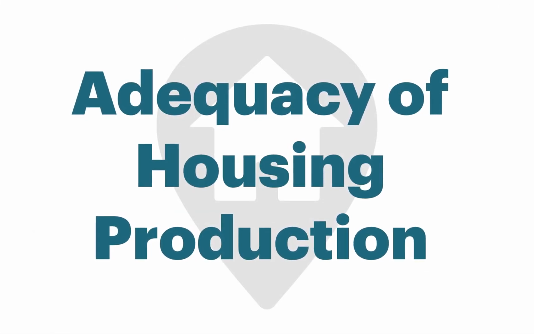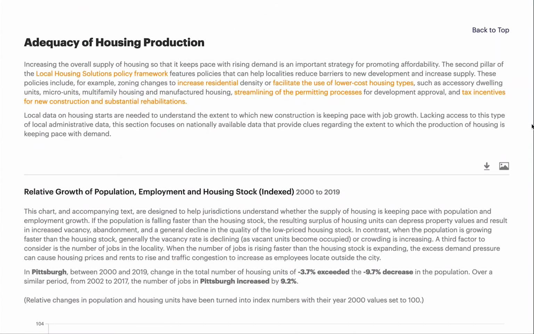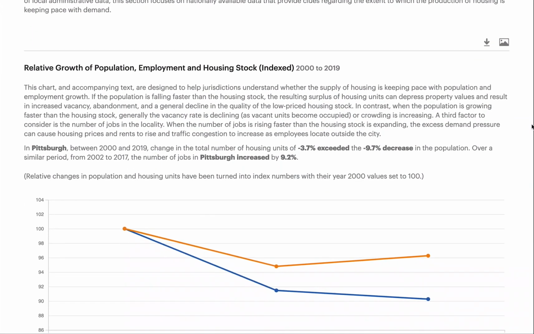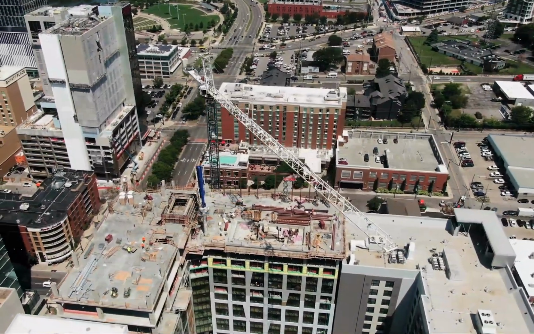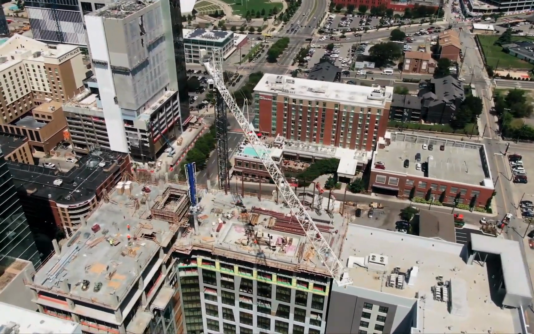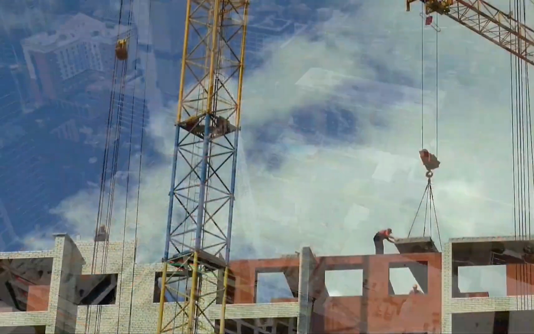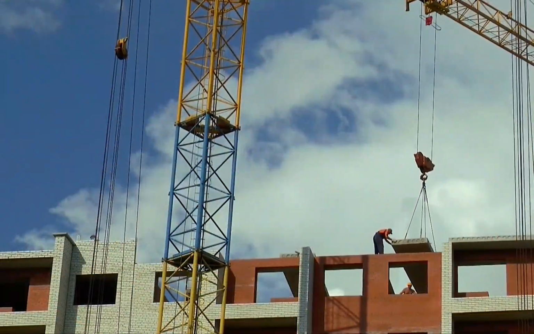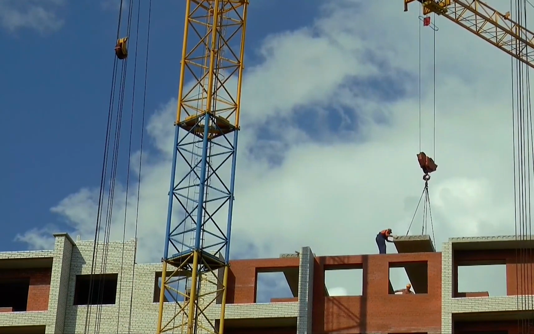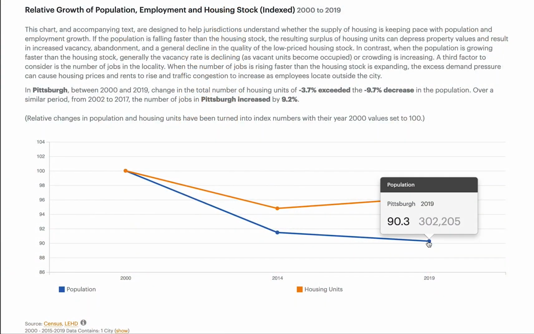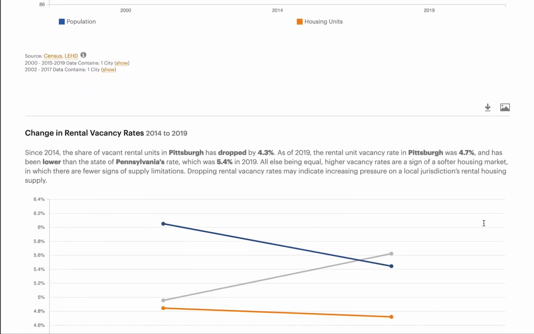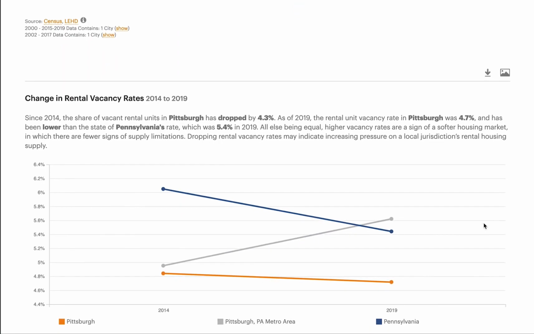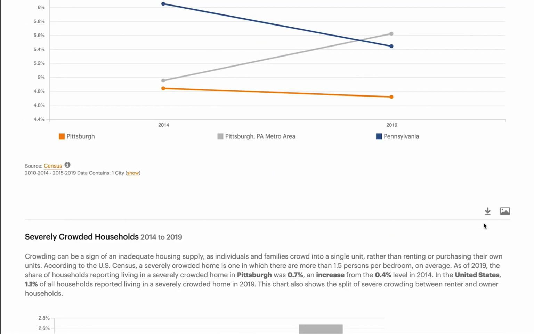Adequacy of housing production. This next section of the report is designed to help jurisdictions understand whether the supply of housing is keeping pace with population and employment growth. Local data on housing starts are needed to understand the extent to which new construction is keeping pace with job growth. Lacking access to this type of local administrative data, this section focuses on nationally available data that provide clues regarding the extent to which production of housing is keeping pace with demand by analyzing changes in housing vacancy rates and overcrowding.